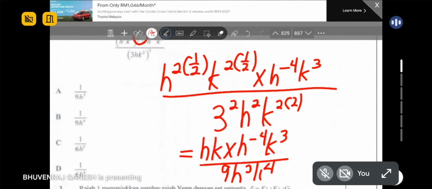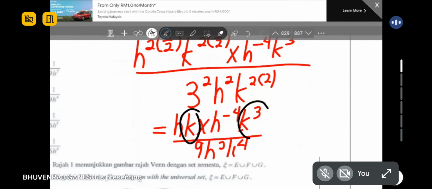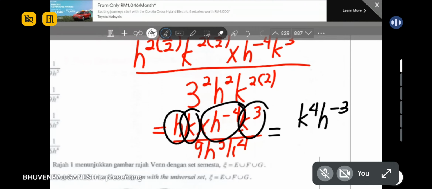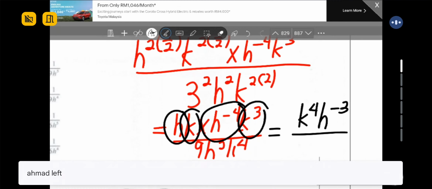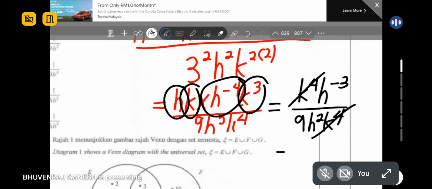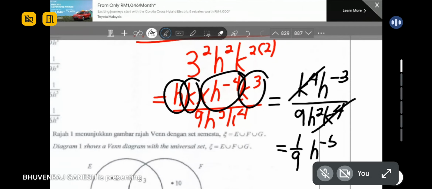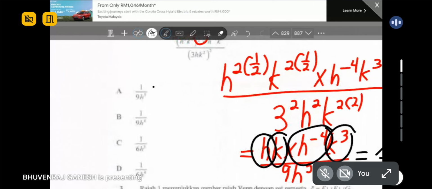Okay, so you guys can see the index law, guys, hukum index. You see k power 1 plus k power 3 is k power 4, right? And then h times h power negative 4 is h power negative 3, right? 1 plus negative 4. Okay, kalau asal sama, kuasa boleh tambah, kalau darab. Same base, power plus if times, over 9h square k power 4. So these two cut. So your answer is 1 over 9 h power negative 5. So your answer is A.